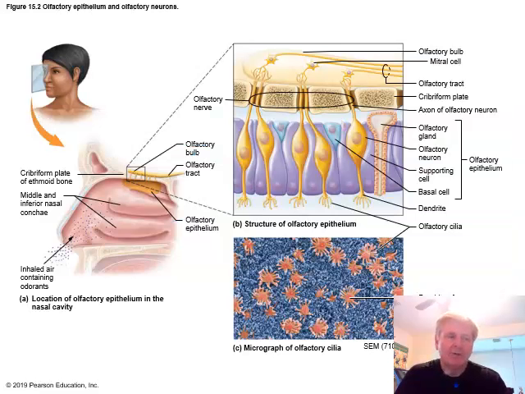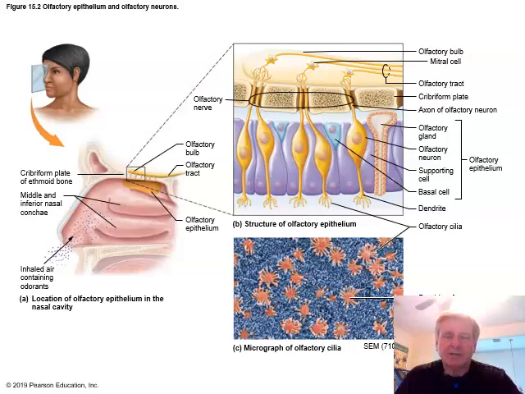And now let's look at the process of smell, olfaction. The olfactory system allows us to detect odorants, which are chemicals. And then that chemical stimulus is converted into an electrical signal that can be interpreted by the brain. The brain can only read information that's electrical.